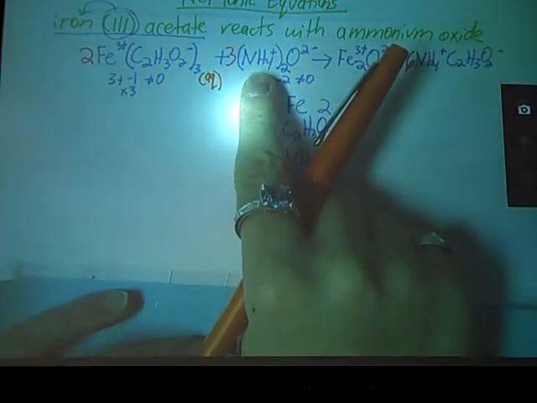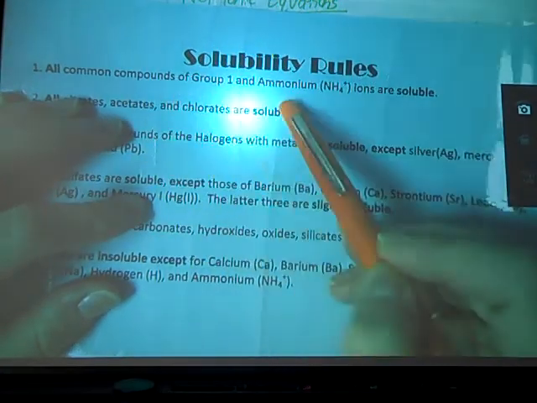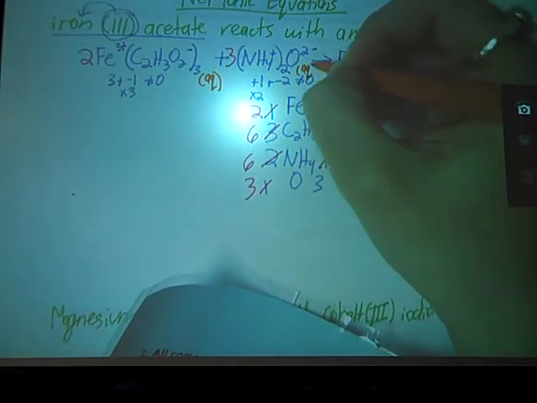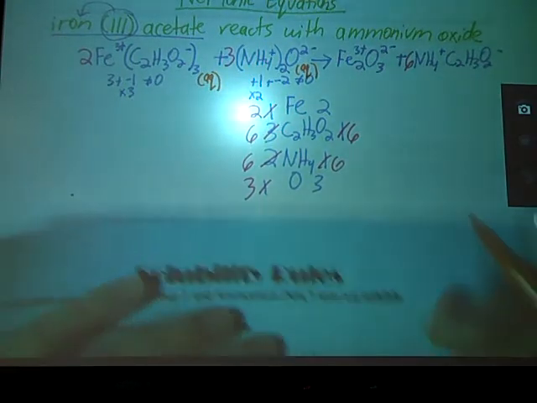My next compound, ammonium oxide. Number 1, common compounds of group 1 and ammonium. Yay! So this guy is also soluble. This is common, where we have 2 aqueous substances on the left side, on the reactants side.